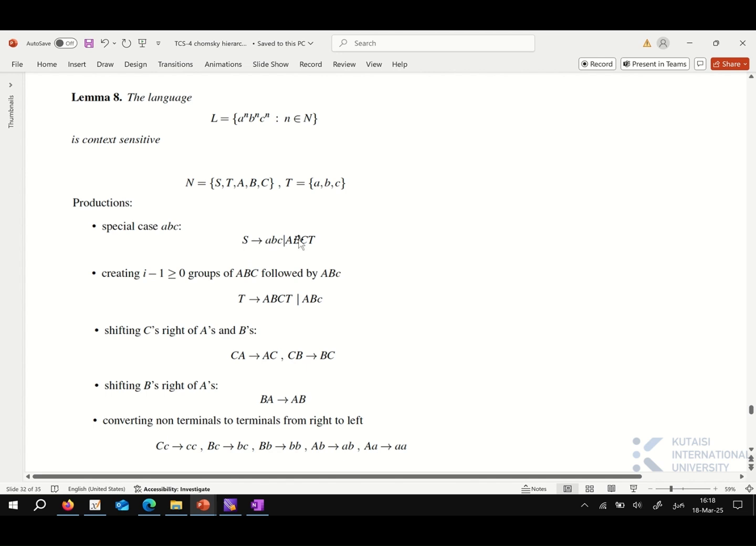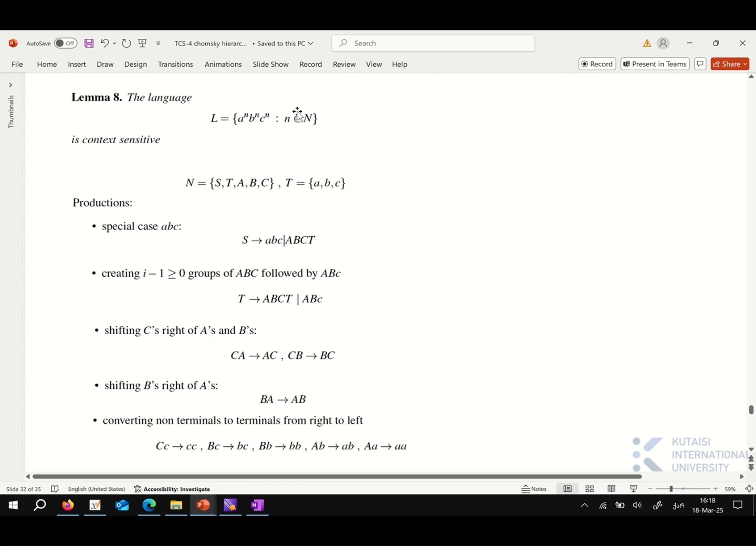So 1, 2, 3, 4, 5, 6, 7, 8, 9, 10, 11, 12 production rules. And if you do this, this is a context-sensitive grammar, but you have to prove that these productions really generate this language, so you will know that this language is context-sensitive.